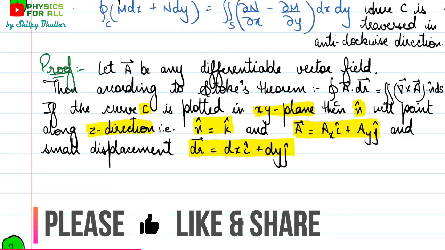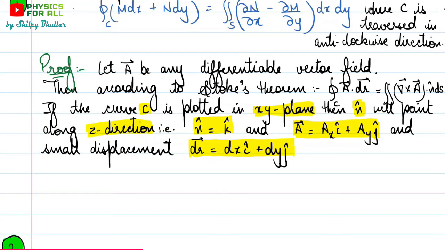Vector A will also depend only on x and y, because we are talking of only the xy plane, and there is no reference of the z direction at all. So we can say that this vector function A simply depends on the x and y components, or x and y direction. And that's why for vector A we have written ax i cap plus ay j cap.